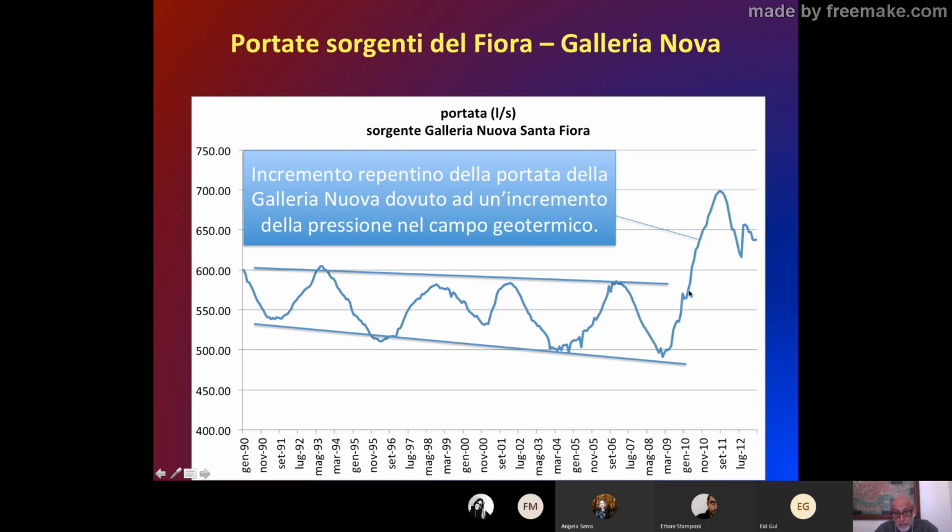But then suddenly, around January 2010, the flow rate went from 550 liters per second to about 700 liters per second. So the flow rate increased by at least 50%. And this is when they closed down one of the geothermal fields. So by closing down one of the geothermal fields, they allowed the flow rate of the springs to increase substantially.